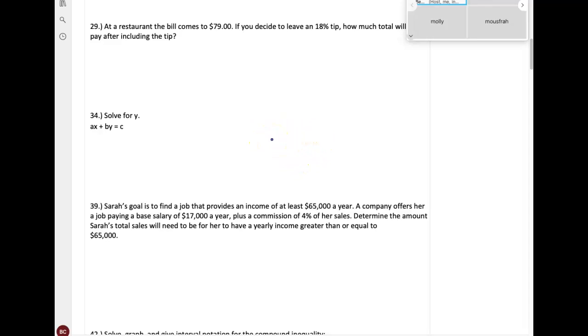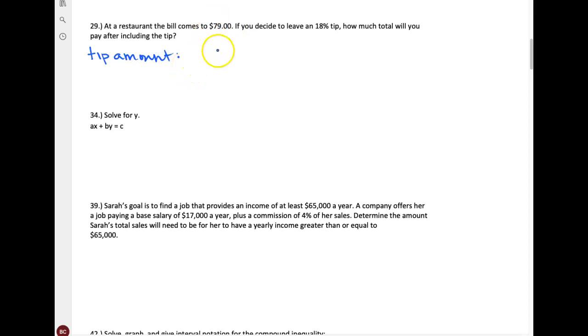Okay. All right. So how about this one? This is a good one to know for daily life. At a restaurant, the bill comes up to $79. You decide to leave an 18% tip. How much will you pay after including the tip? So let's first figure out how we would find the tip. If we are spending $79, then we want to find 18% of 79. So remember, that is multiplication there. So 79 times 0.18. What do we get there when we do that?